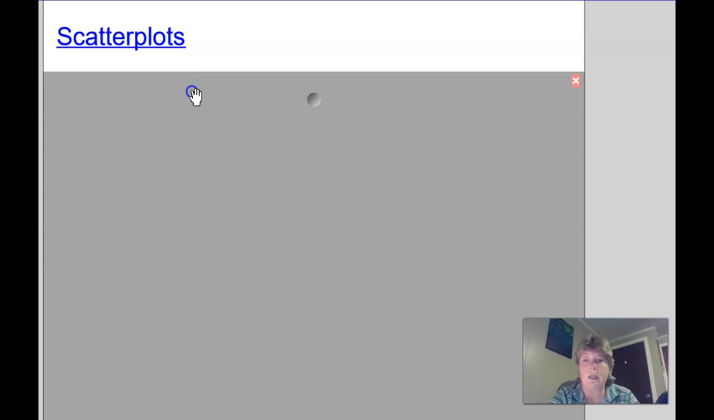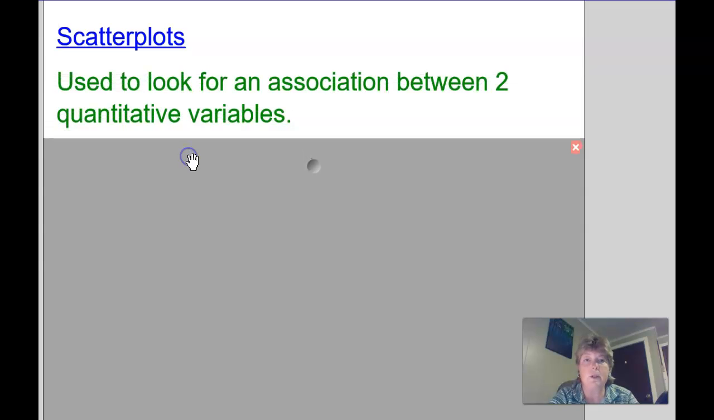So first, a scatterplot is used to look for an association between two quantitative variables. So before you go making a scatterplot, make sure that you have quantitative variables and you have two of them that are attached to one another. So for the temperature data, for example, each pair of data were the monthly temperatures for January from two different cities and then February from two different cities. So they are inherently matched together, which is what allows us to make that scatter plot. And then we're going to visually see if there's some sort of association between those two things.